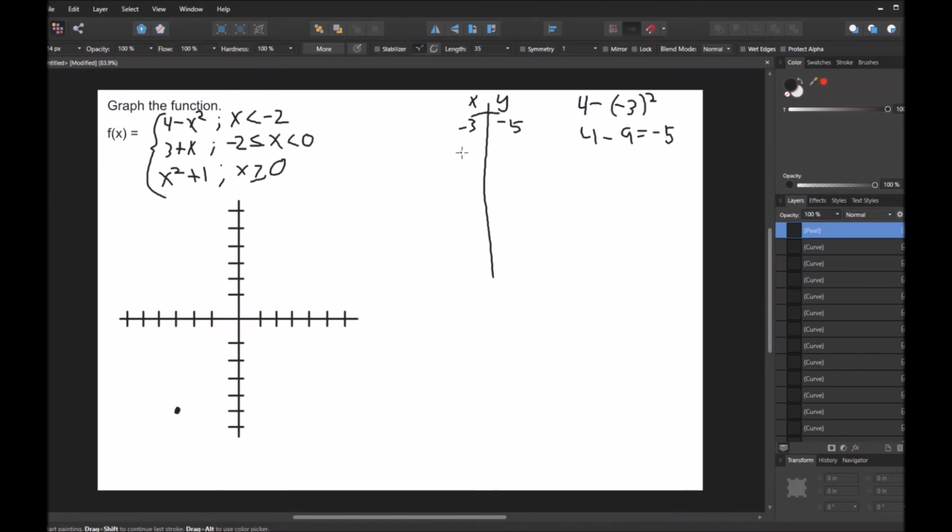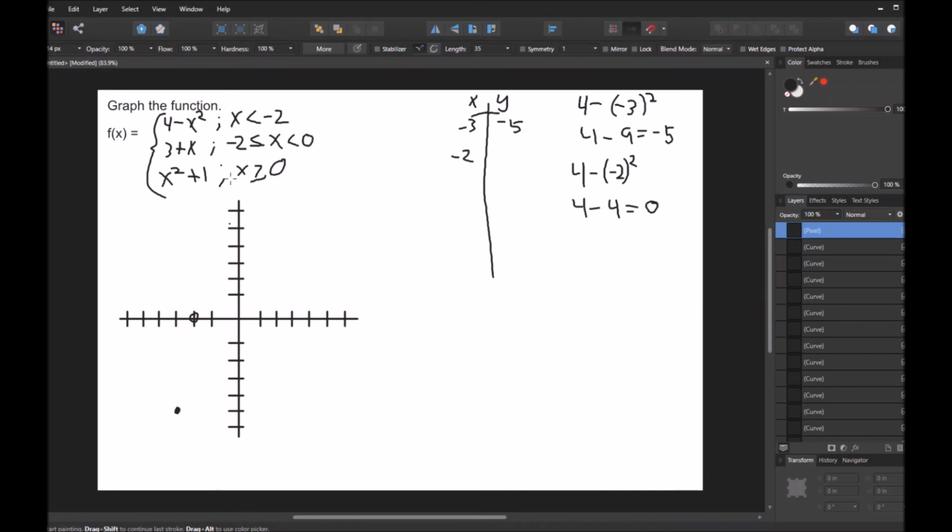Now I'm going to plug in the point negative 2, and I'm still going to plug it into this top equation just to see where my line is going, because I don't know which way it's going based off of this one point. So if we plug in negative 2 to this top equation, I'm going to have 4 minus negative 2 squared. Negative 2 squared is 4, so that's 4 minus 4, which is 0. So I'm going to have an open circle at the point negative 2, 0.